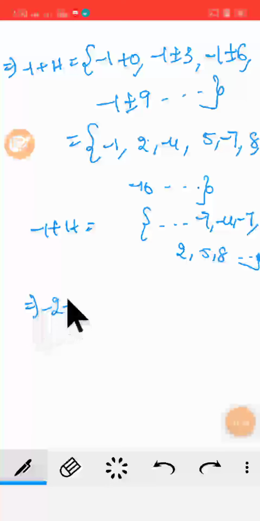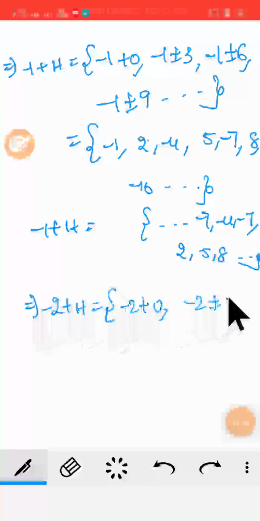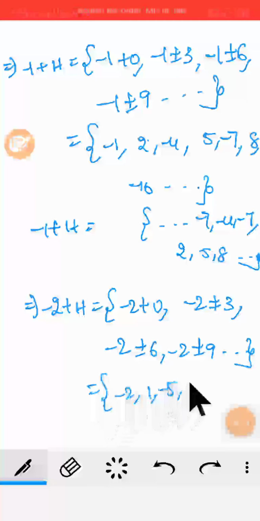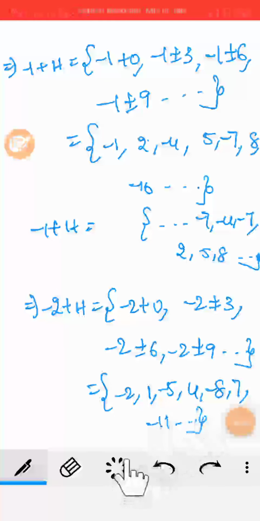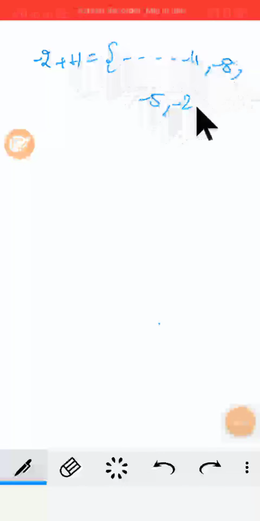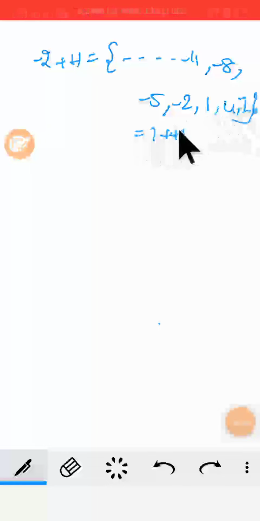Minus 2 plus H equal to minus 2 plus 0, minus 2 plus or minus 3, minus 2 plus or minus 6, minus 2 plus or minus 9. Minus 2, 1, minus 5, 4, minus 8, 7, minus 11. Minus 2 plus H equal to minus 11, minus 8, minus 5, minus 2, 1, 4, 7. This is equal to 1 plus H.